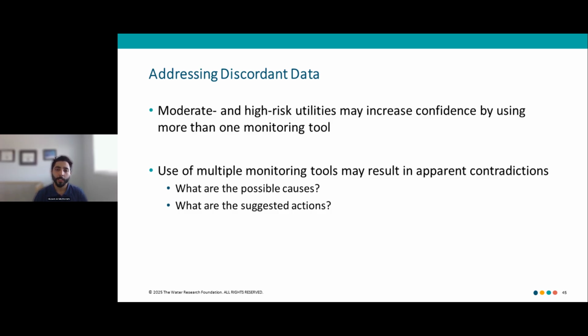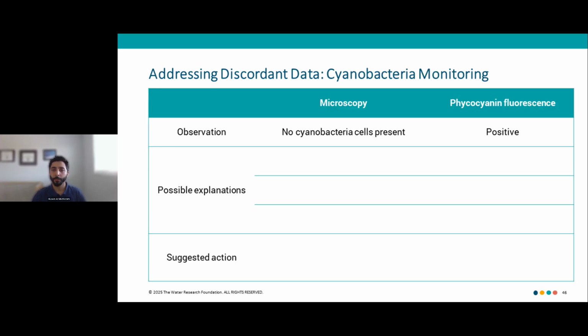Another important aspect of this project that I'd like to highlight now is addressing discordant data. So we would recommend, I think most people would, that it's good practice to incorporate more than just one monitoring tool. And that's especially true for moderate and high risk utilities, but that sometimes the use of multiple tools can result in apparent contradictions. And here we try to address what are the possible causes of these apparent contradictions and what are the suggested actions.